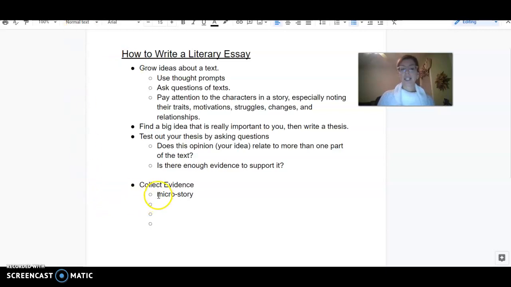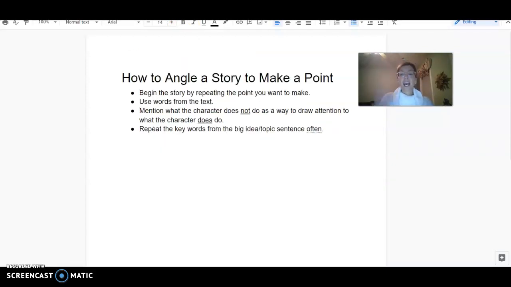So today we are going to collect evidence by trying a strategy of adding a micro story to one of our reasons. Micro meaning little. A little story. You want to angle the story so that it helps your opinion, and it helps to make the point. So you're going to begin the story by repeating the point that you want to make. You want to make sure that you use words from the text. You can also think about mentioning what the character does not do as a way to draw attention to what the character does do. And I'm going to show you an example of that.